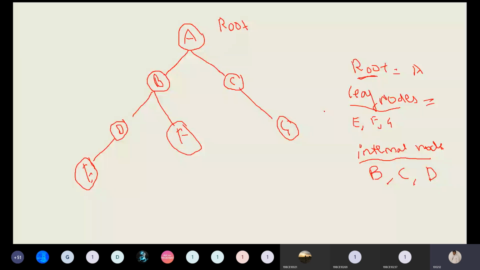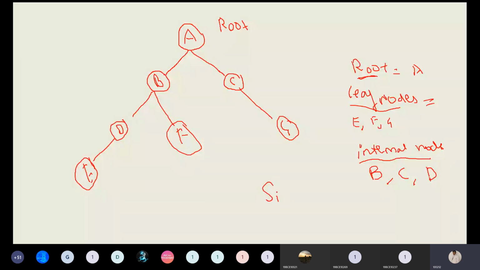And if someone asks you what you mean by parent nodes, how many parent nodes do we have? Definitely C, B, and D are also recognized as parent nodes of their subtrees. So D is a parent of E, and B is a parent of D and F. C is a parent of G. That part you need to keep in mind. And G is a child of C, and D and F are the children of B.